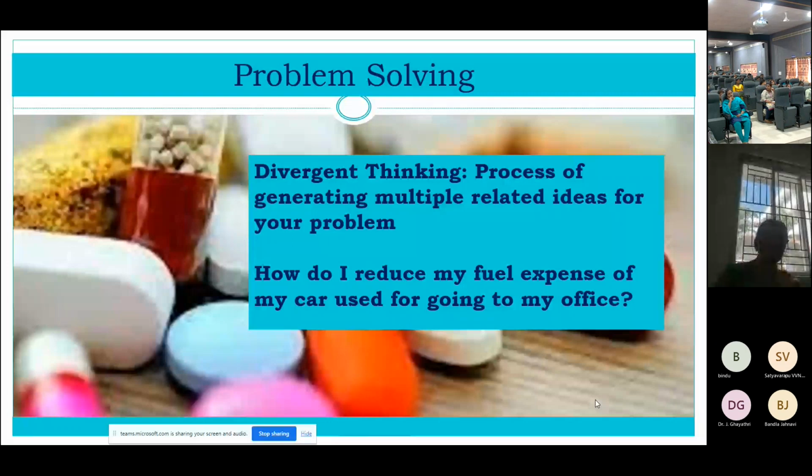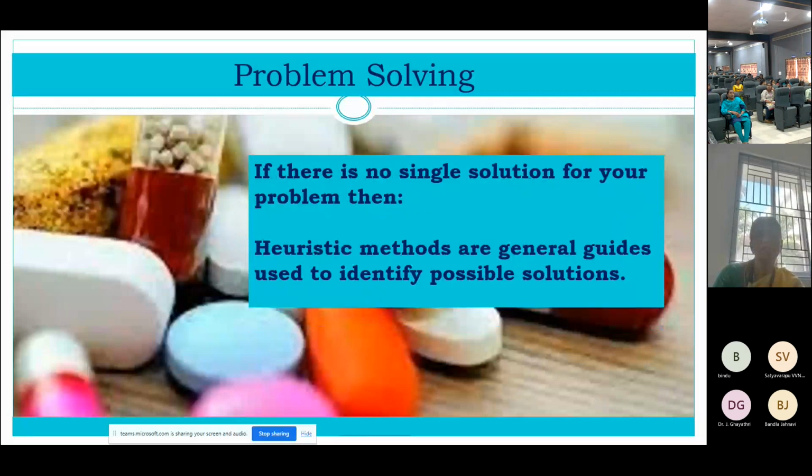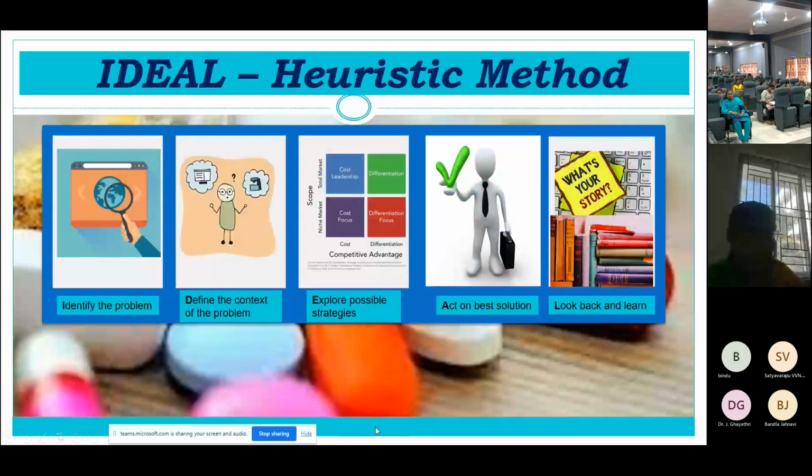If there is no single solution for your problem, then heuristic methods are general guides used to identify the possible solution. For some problems, you may have so many solutions, not only a single solution. So we go for the heuristic methods. In the heuristic method, you first identify the problem, then define the context of the problem. When you are identifying the problem, you are just seeing what is what, but we don't analyze it in the point of the context.